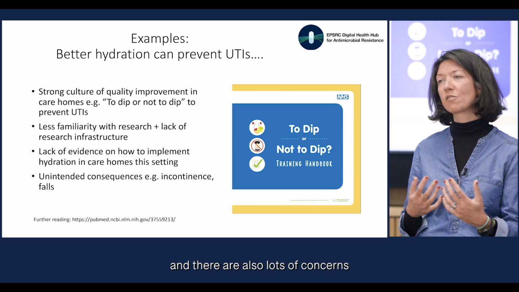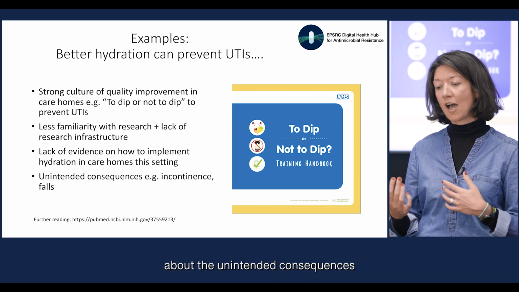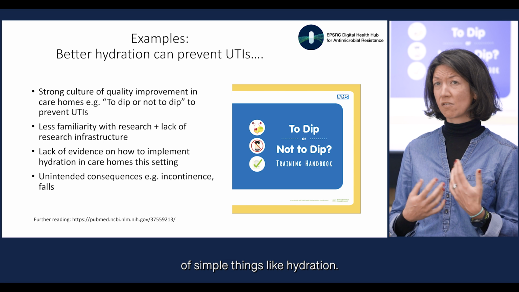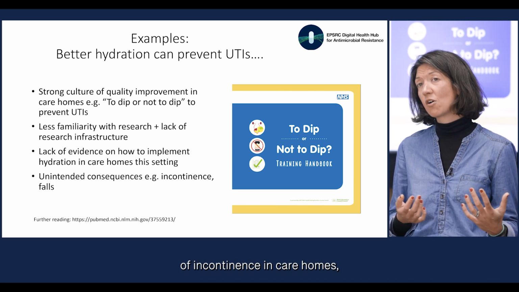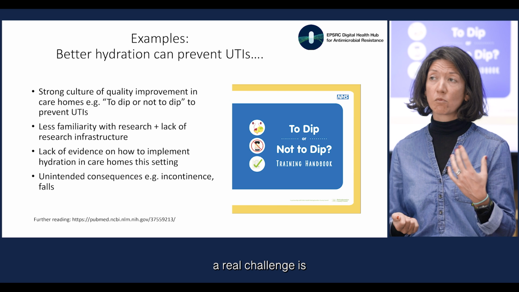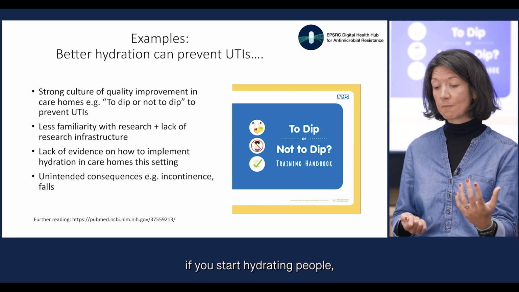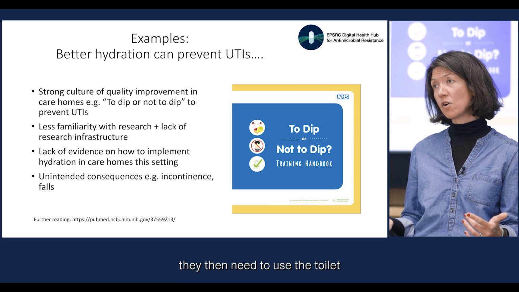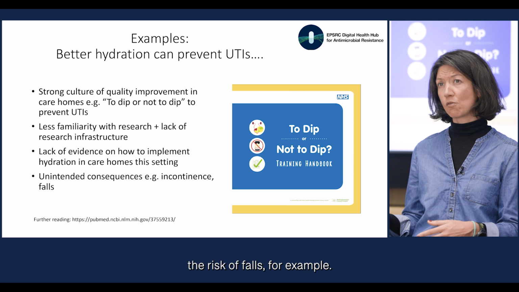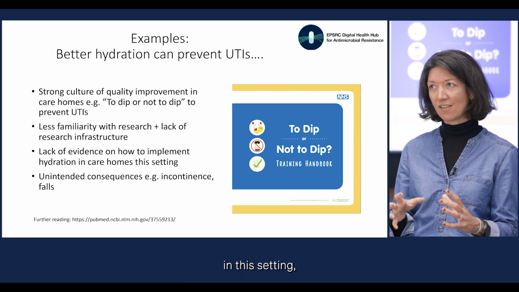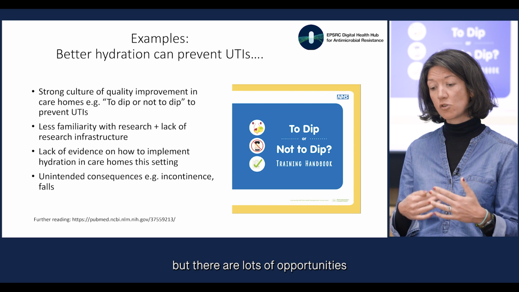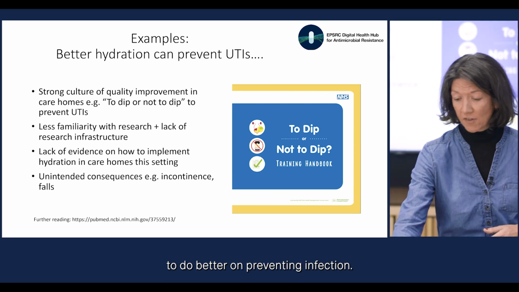There are also lots of concerns in this population about the unintended consequences of simple things like hydration. We know there are high rates of incontinence in care homes, and so a real challenge is that if you start hydrating people, they then need to use the toilet more frequently. That increases the risk of falls, for example. So nothing is straightforward in this setting, but there are lots of opportunities to do better on preventing infection.